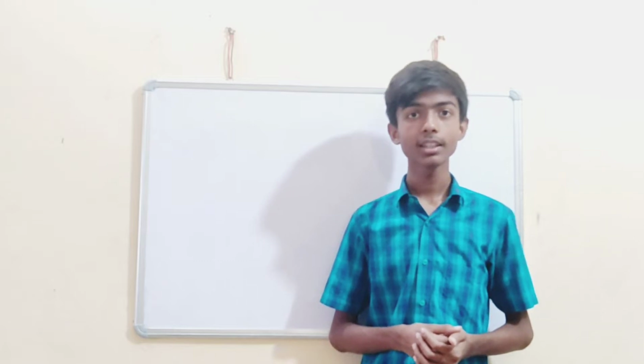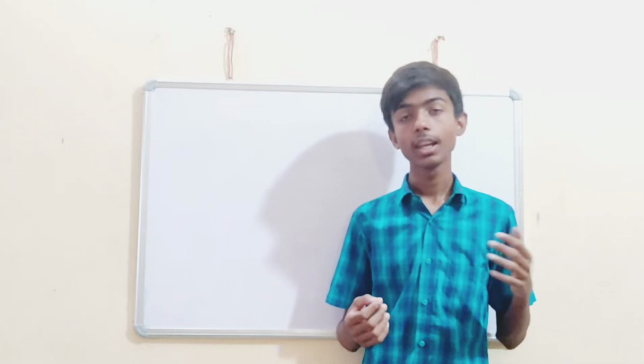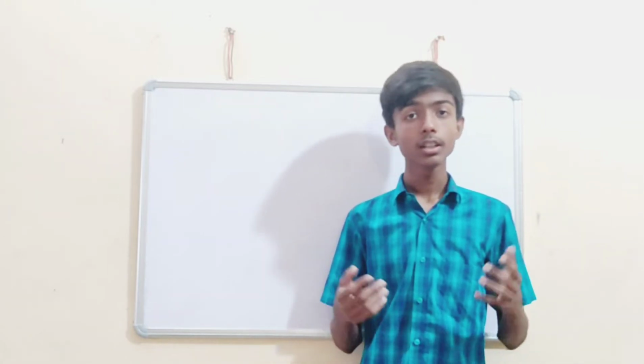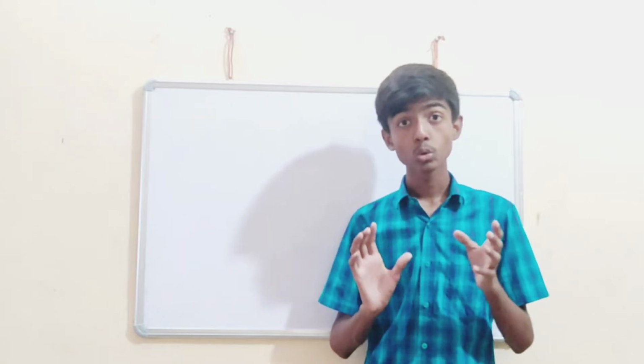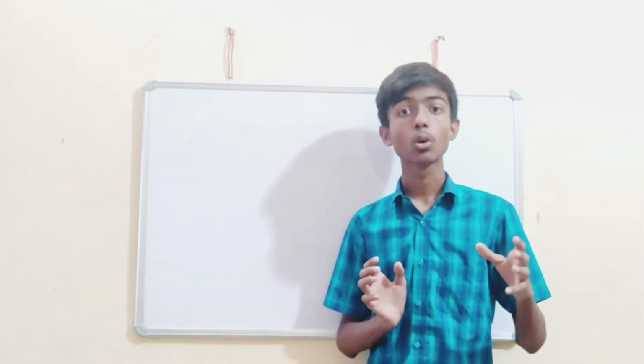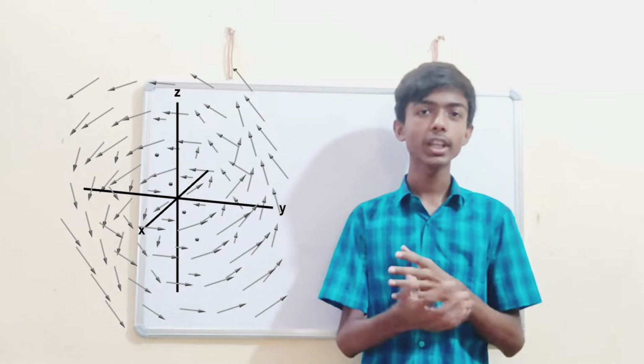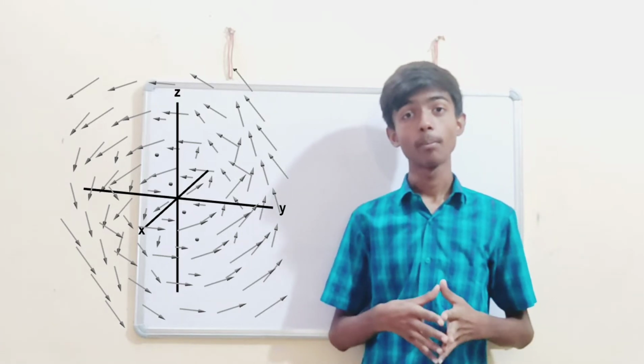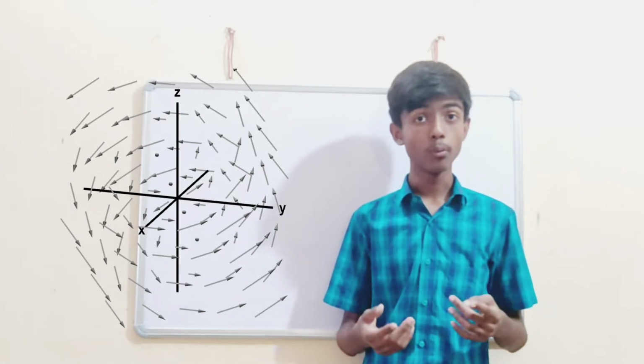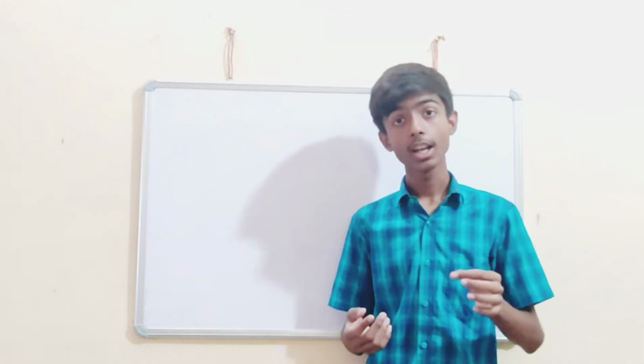So it basically tells us the curl of the electric field. Now what is curl? Curl is basically described as swirling, or we can say rotation, how much a vector rotates, and it is denoted by the cross product with the del operator.